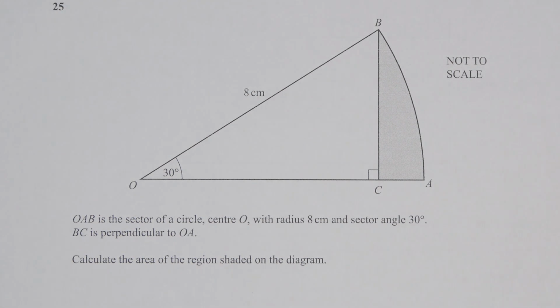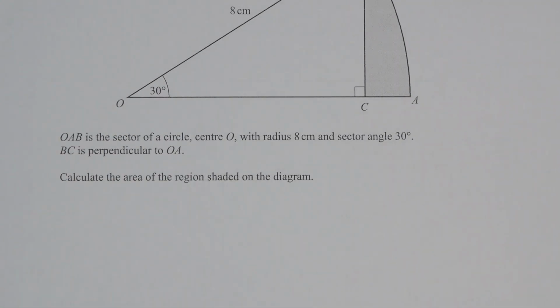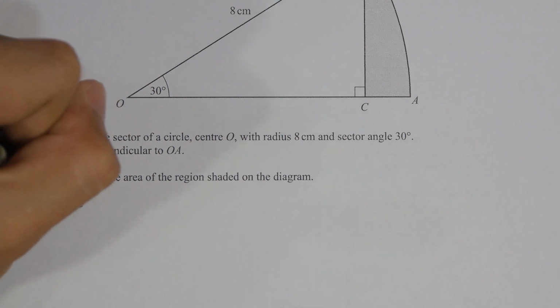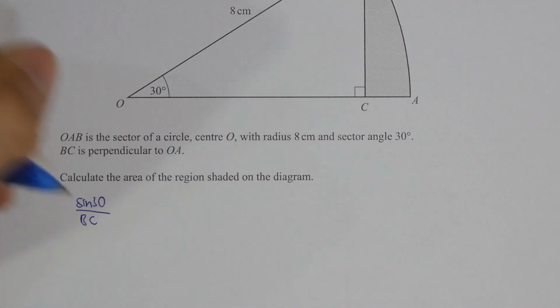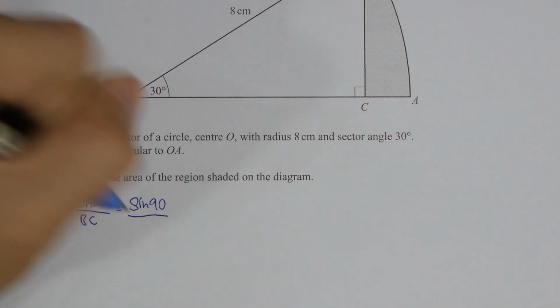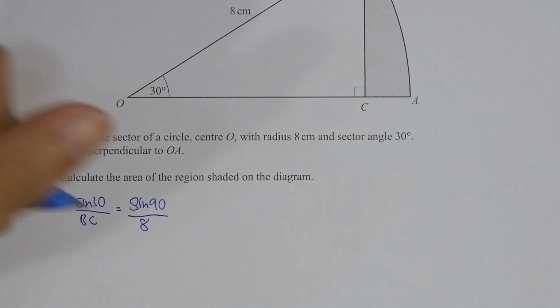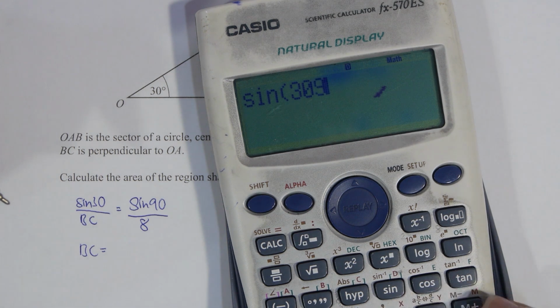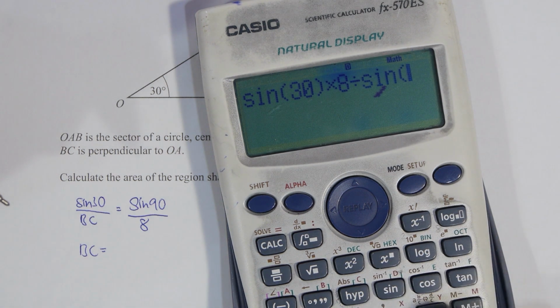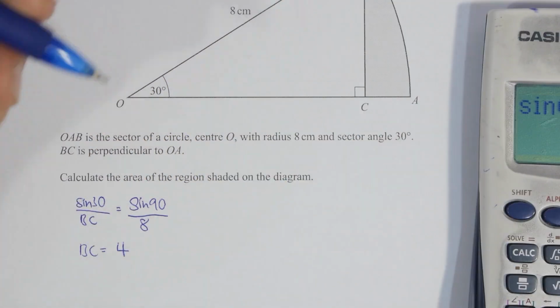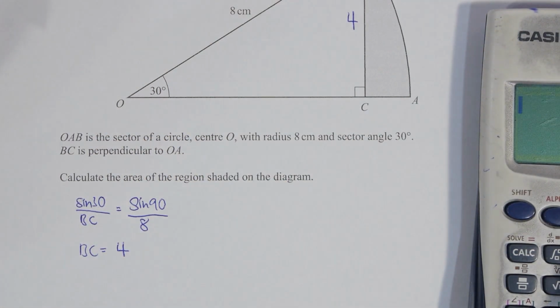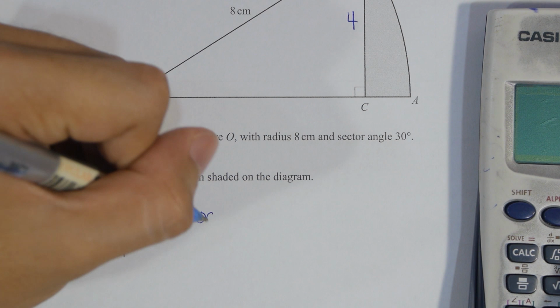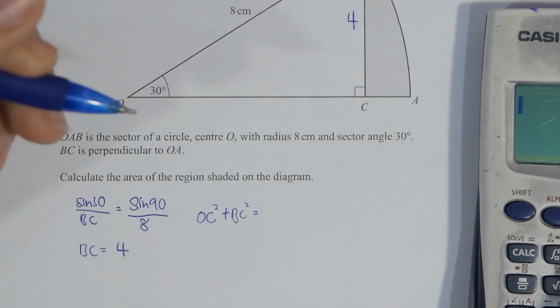Whereby for question 25, first thing first, I use sine rule to identify the BC's value. So I took sine 30 over BC equals sine 90 over 8, so BC's value will actually be 4. Then I run the calculation by using Pythagoras theorem to get OC's value as 4 square root 3.